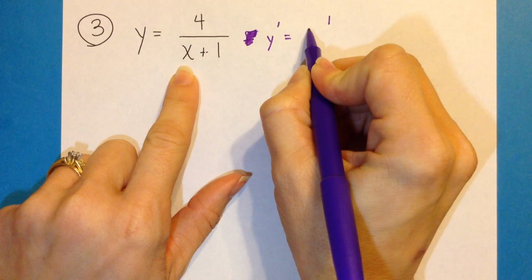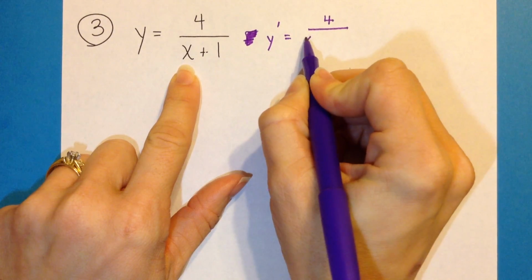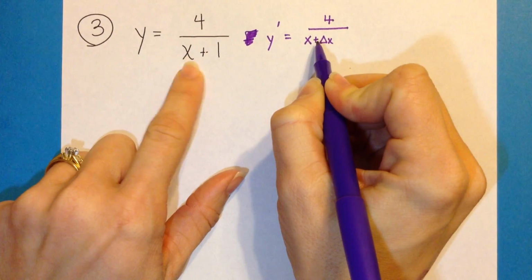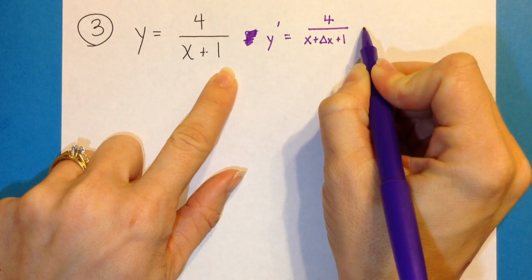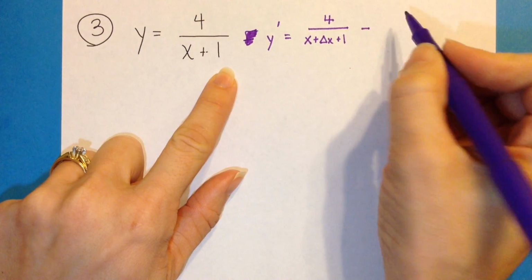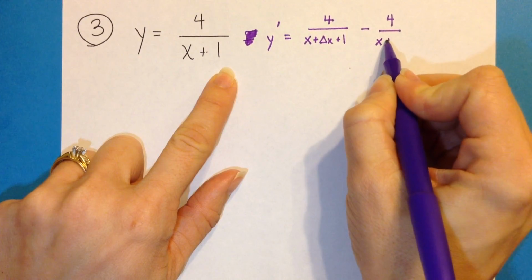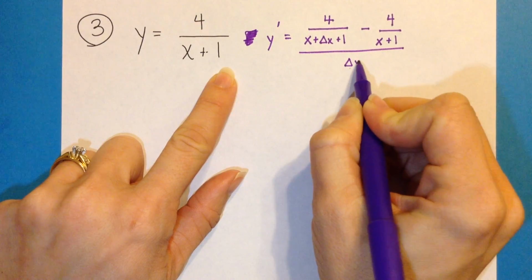So I have 4 divided by x plus delta x. So that has to substitute for this x, and then I've got my plus 1. And then I have to subtract from that the function. And then this is divided by delta x.